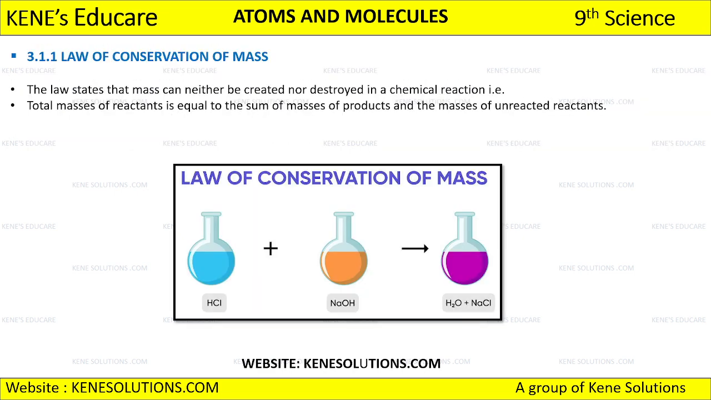After this, the first law that we have discussed is the law of conservation of mass. This law states that mass can neither be created nor be destroyed in a chemical reaction, and that is how we can state that the total mass of reactants is equal to the sum of masses of products and masses of unreacted reactants, right? So I just want every one of you to please go through the law of conservation of mass, whatever it states over here.